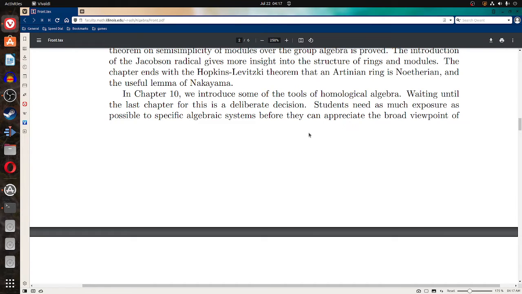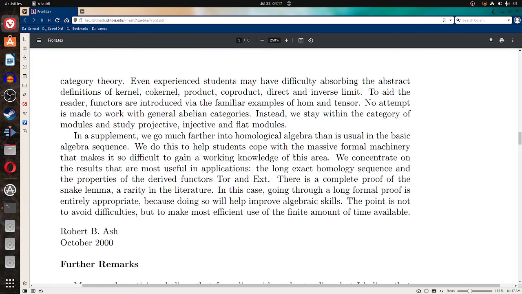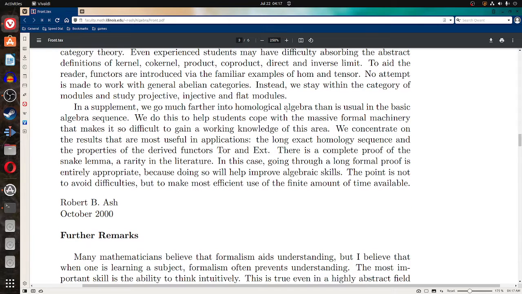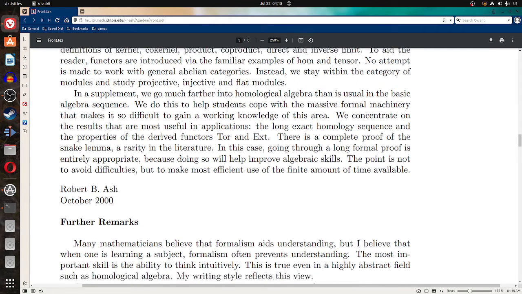In Chapter 10, we introduce some of the tools of homological algebra. Waiting until the last chapter for this is a deliberate decision. Students need as much exposure as possible to specific algebraic systems before they can appreciate the broad viewpoint of category theory. Even experienced students may have difficulty absorbing the abstract definitions of kernel, cokernel, product, coproduct, direct and inverse limit. To aid the reader, functors are introduced via the familiar examples of Hom and tensor. No attempt is made to work with general abelian categories. Instead, we stay within the category of modules and study projective, injective, and flat modules.